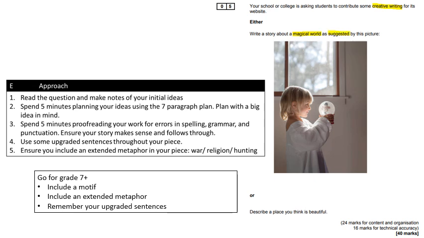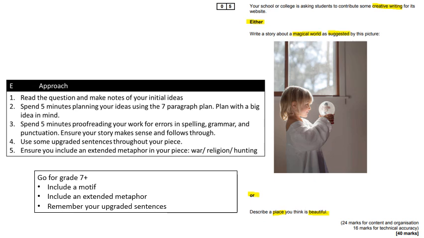Okay, so again, it's suggested by the picture. The picture does not need to be described literally. You could use it metaphorically to represent a bigger idea. Or, so remember, it's either or. So the next option is to describe a place you think is beautiful. Again, that could be literal or metaphorical. So it could represent a place in somebody's mind, for example. The more creative, the more imaginative, the more purposeful, the greater your success will be.